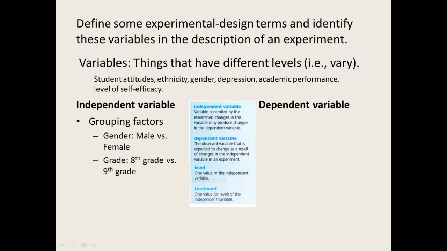Another researcher might be interested in comparing 8th grade students to 9th grade students' responses on a measure of self-esteem. In this case, the independent variable is grade with two levels, 8th and 9th grade. Independent variables can have more than two levels. For example, if the independent variable is marital status, a researcher may be interested in 4 levels: divorced, married, never married, or widowed.